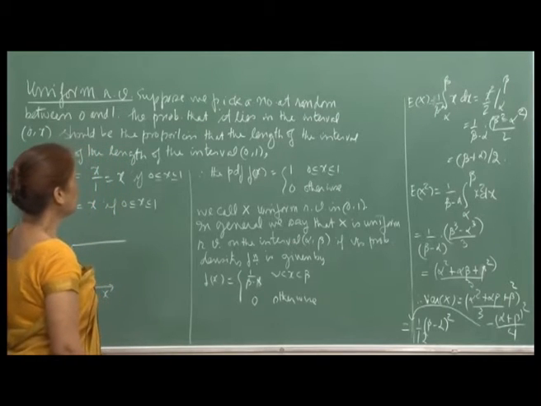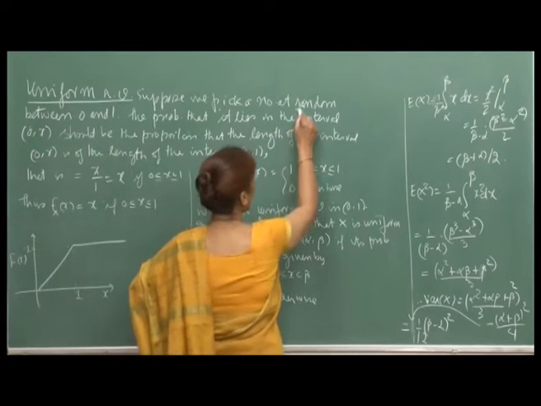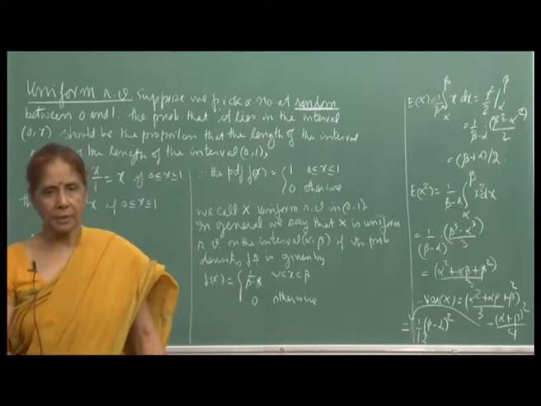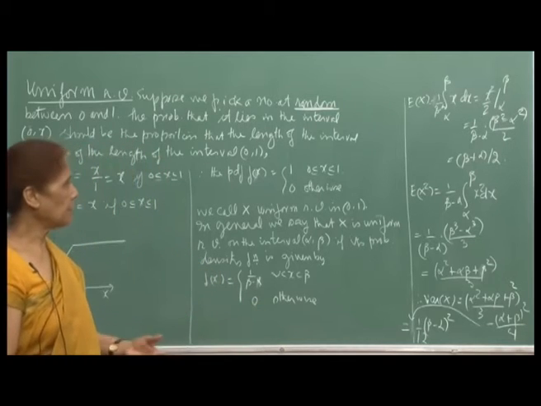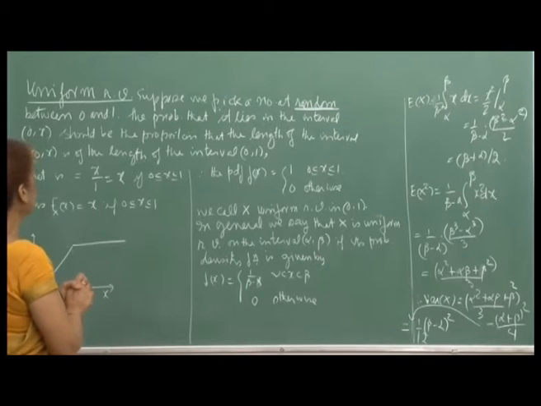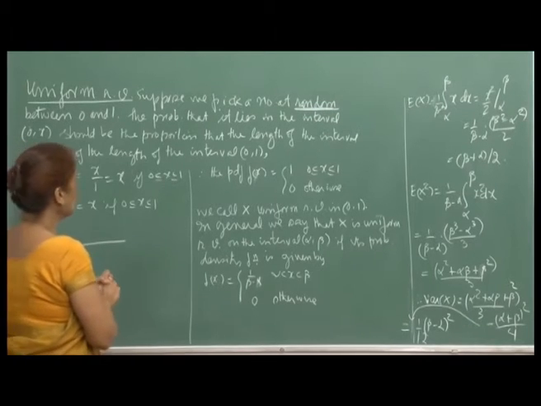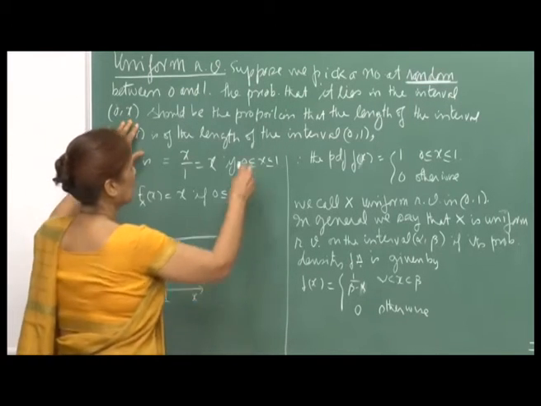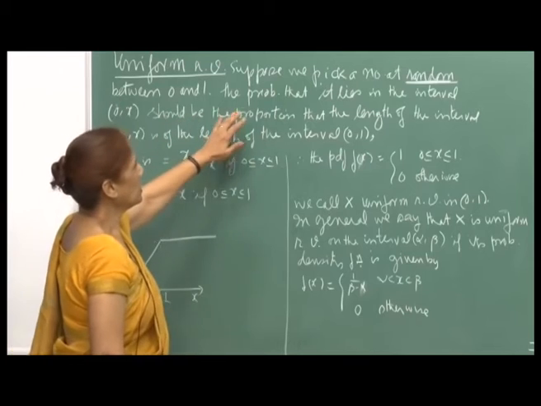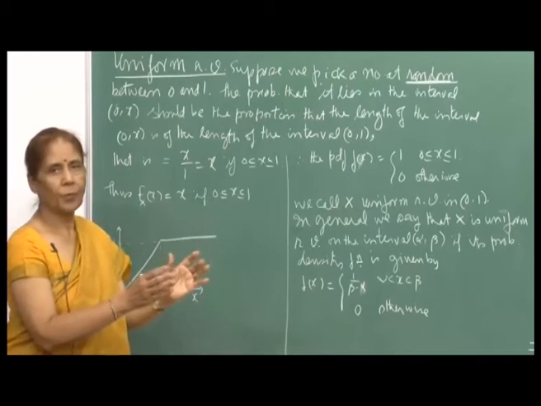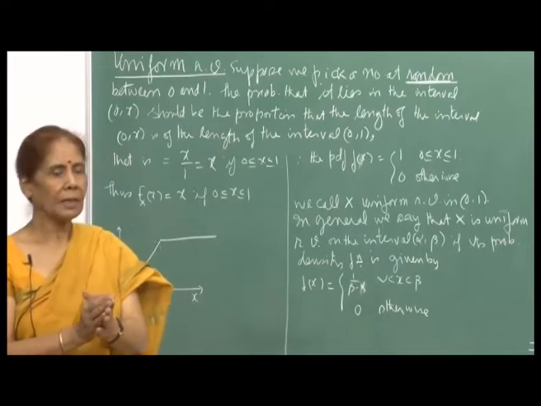So, now see, suppose we pick a number at random between 0 and 1. This is important. We pick a number at random, which means that any number is equally likely, and I have been using this term very often describing events and so on. So, we pick a number at random between 0 and 1. The probability that it lies in the interval 0 to x should be the proportion that the length of the interval 0 to x is of the length of the whole interval 0 to 1. This is what we mean by picking a number at random.